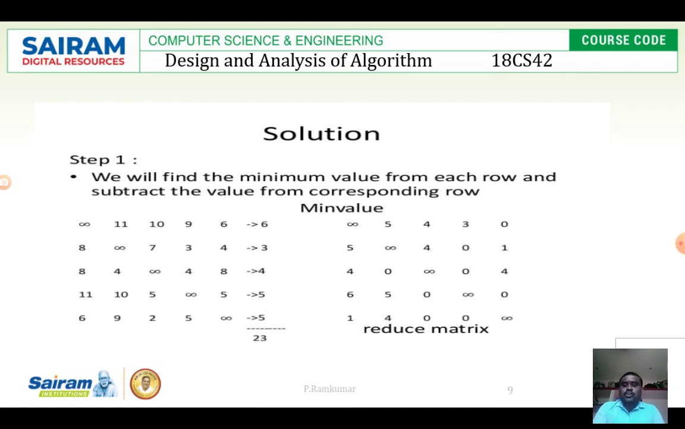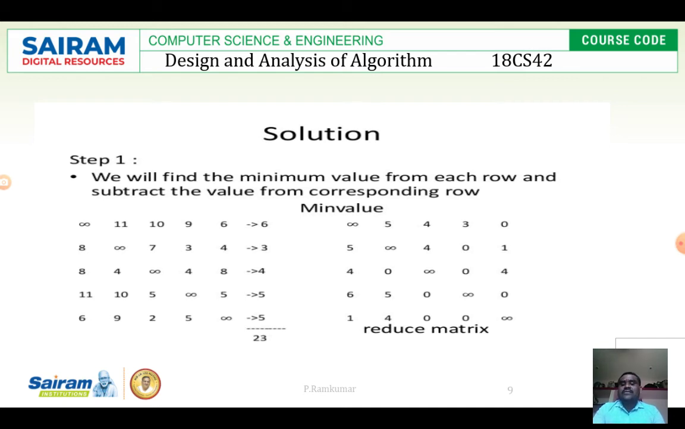The first row minimum value is 6, so it will be subtracted. 11 minus 6 is 5, 10 minus 6 is 4, 9 minus 6 is 3, 6 minus 6 is 0. Second row minimum value is 3, so 8 minus 3 is 5, 7 minus 3 is 4, 3 minus 3 is 0, 4 minus 3 is 1. Third row minimum value is 4, so 8 minus 4 is 4, 4 minus 4 is 0, 4 minus 4 is 0, 8 minus 4 is 4.